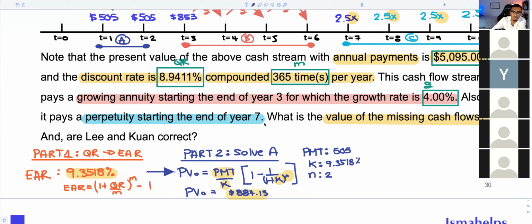Cool. So now we're going to move on into the growing annuity. Okay. We can write it here as being part 3. Let's solve for B. All right. Now the first part to remember here is that we're dealing with a growing annuity. Okay. So you need to think, well, what are we going to plug in onto this formula, right? What are we going to do? Well, this is interesting.